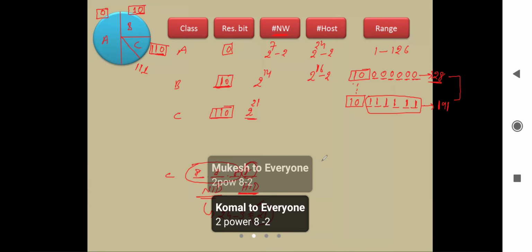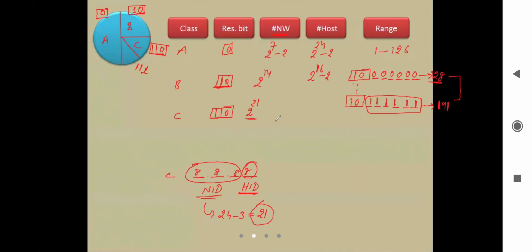Okay, 2 power 8 minus 2. Good. So it is 2 power 8 minus 2, because there are 8 bits used for the host ID. So with the help of 8 bits, how many hosts are possible? It is 2 power 8 minus 2 hosts possible, right? What about the range? Now we need to find out the range.